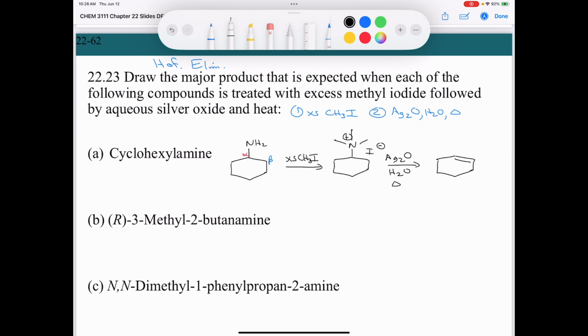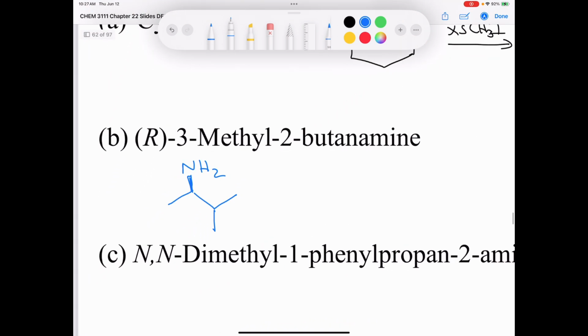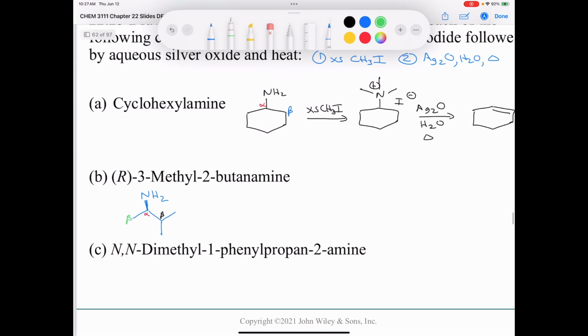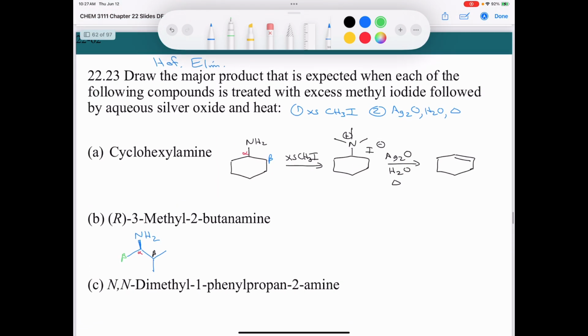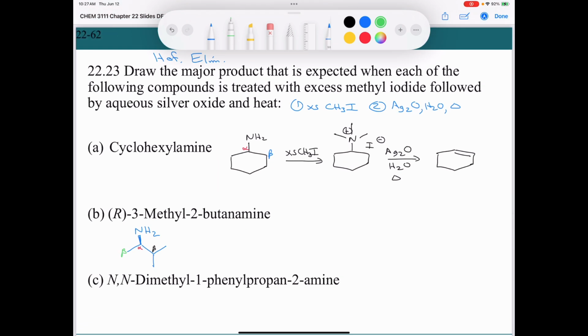All right, next one is R-3-methyl-2-butanamine. So 1, 2, 3, 4, like that. So we've got 3-methyl, and if it's R, there we go. If I zoom in here, here's our alpha carbon. This is a beta carbon, and this is a beta carbon. But if I pull off the proton where I have the green beta, that's going to give me the Hofmann product. So the double bond is going to have to be here.